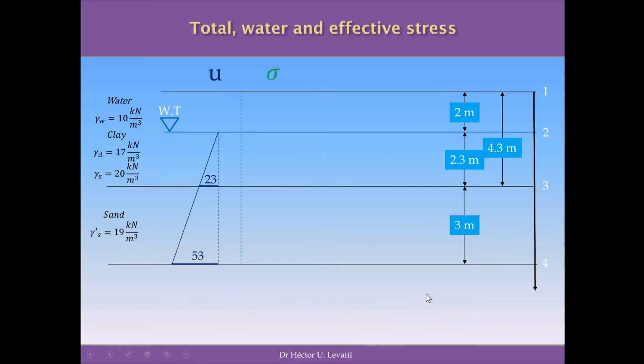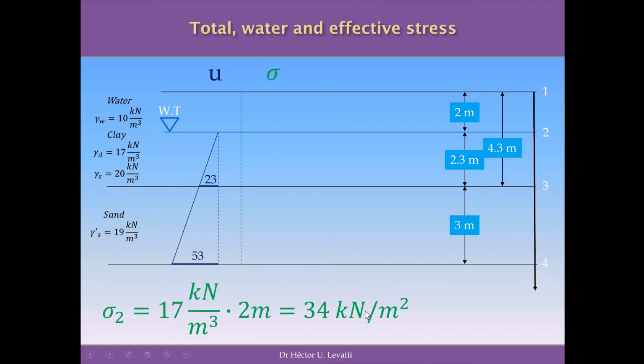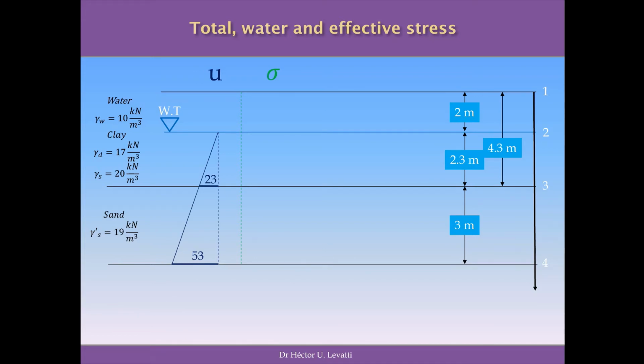The next step is the analysis of the total stress. The total stress will be affected by the self-weight of the soil in the different layers, and this is what we are going to calculate now. So in the first place, at point 1, because we are on top of the surface of the ground, and we are going to consider that the atmospheric pressure is equal to 0, the total stress at the surface of the soil is equal to 0.